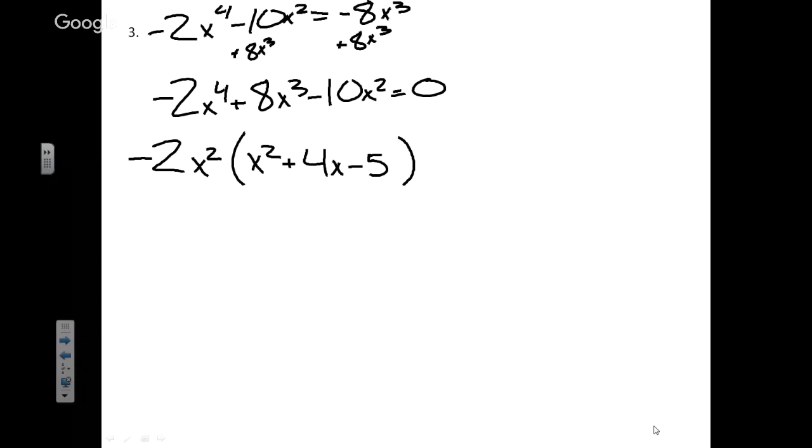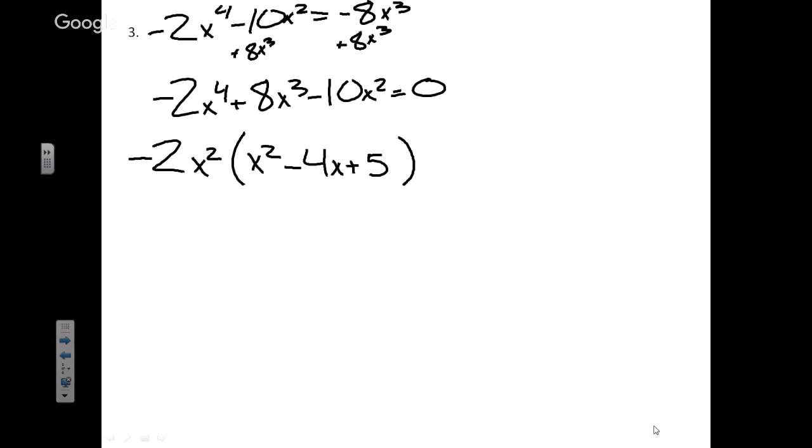Except I did that backwards. These two things need to be switched. Need to be plus 5 and minus 4x. Because then when you're multiplying, if you want to multiply this back into it, you're just trying to figure out what you would take out to get this back at the beginning. Does that make sense, or did I just explain that really weird?